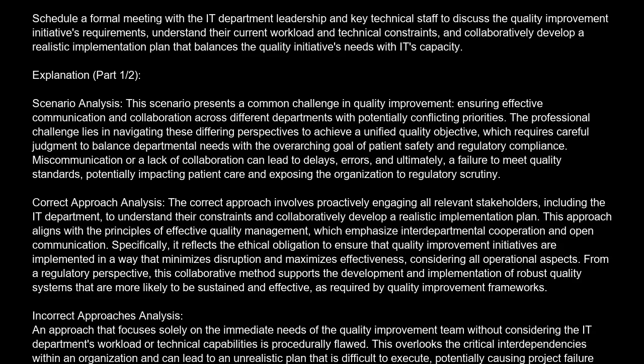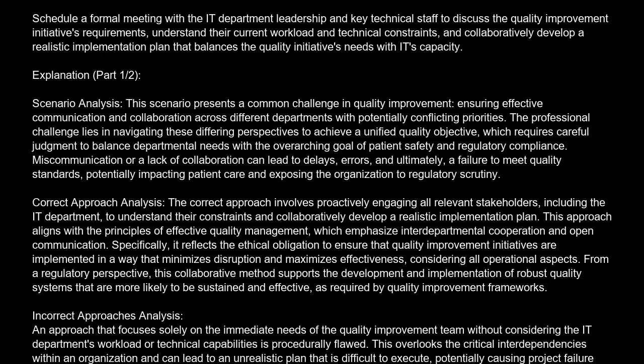The correct answer is C. Schedule a formal meeting with the IT department leadership and key technical staff to discuss the quality improvement initiative's requirements, understand their current workload and technical constraints, and collaboratively develop a realistic implementation plan that balances the quality initiative's needs with IT's capacity. Explanation. Scenario analysis.